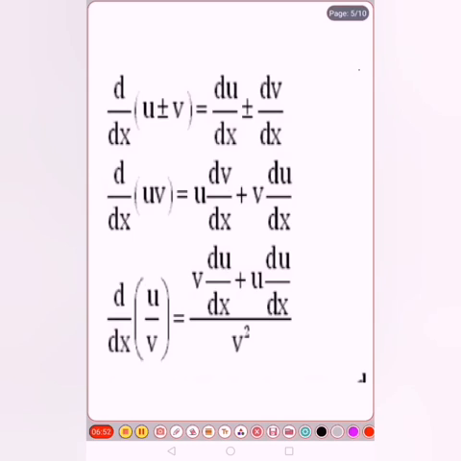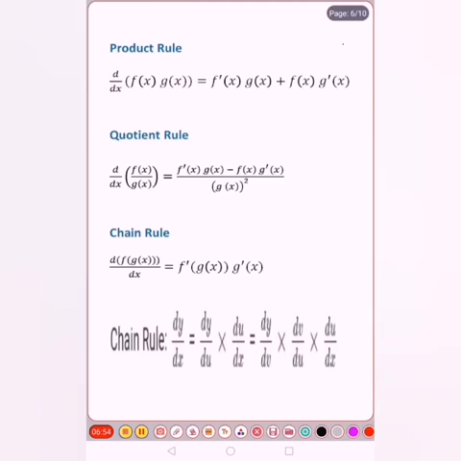Now next, some more formulas. We already discussed the product rule, that is the uv rule. We can write the uv rule in terms of functions also. u becomes f(x), v is equal to g(x). Now f(x) multiplied by g(x), its differentiation is equal to the differentiation of f(x) multiplied by g(x) plus the differentiation of g(x) multiplied by f(x). This is the product rule we already discussed, only the uv rule in the form of functions.